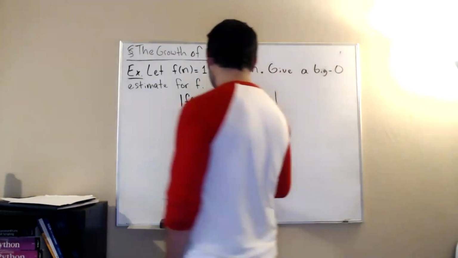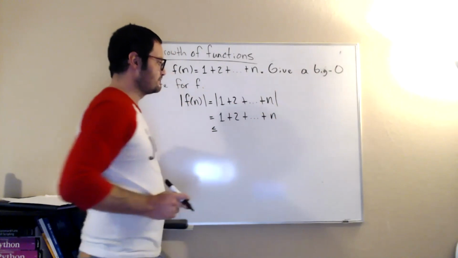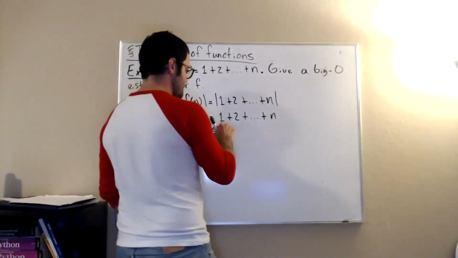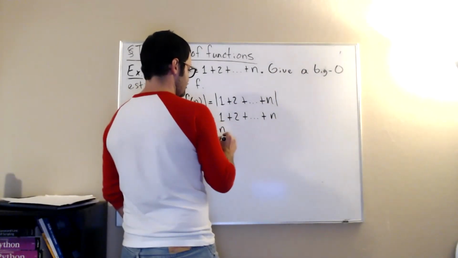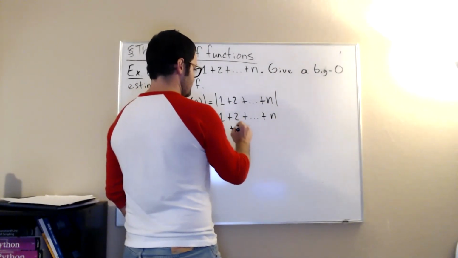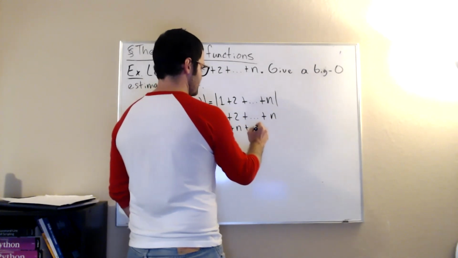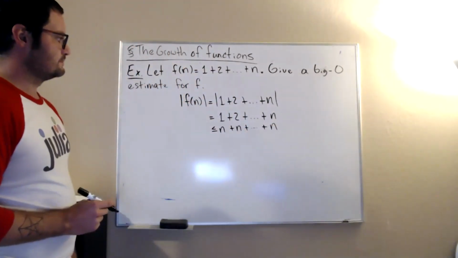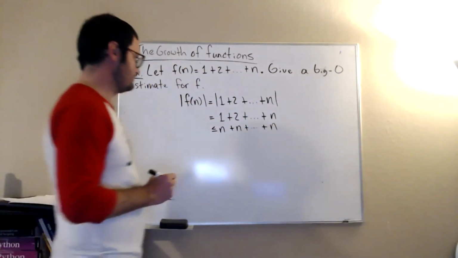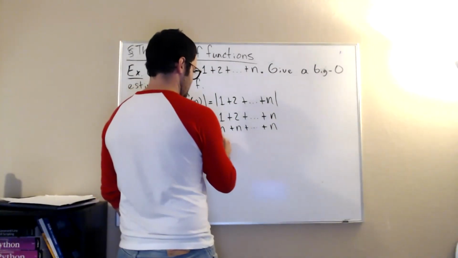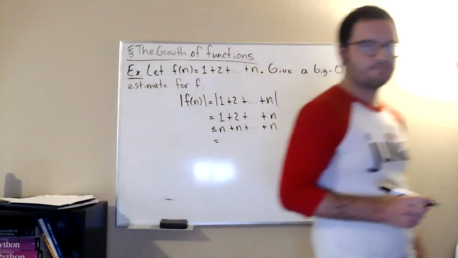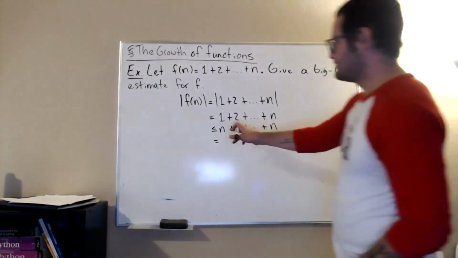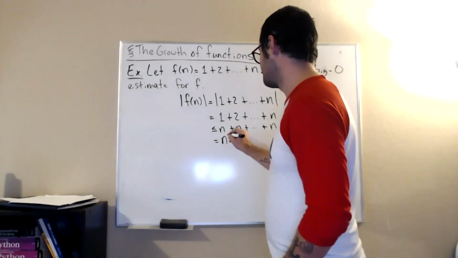Well, isn't it the case that n is the largest number out of all of these elements being summed here? So isn't it the case that this one is less than or equal to n, that one is less than or equal to n, and so forth and so on. What's that one? And how many n are there? There's n of them, right? So it's like n times n, or n squared.